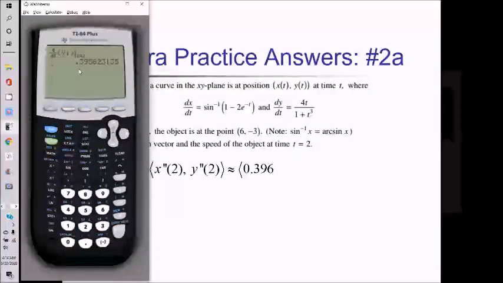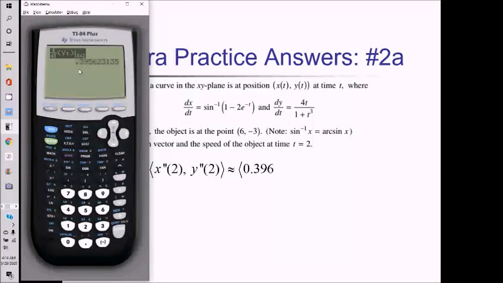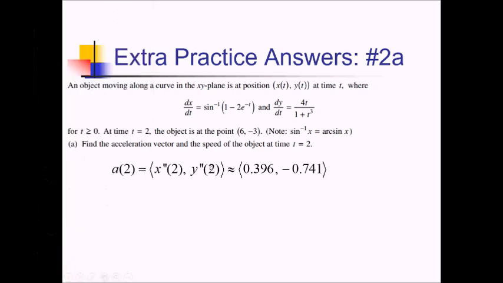Now we have to do the same thing to get y double prime. Let me go back and yank my input from before. So the only thing I really need to change from my input is I want to take the derivative of y2 because that's where I stored y prime in the y2 function. Still doing that at the input value of 2. Press enter, and that's negative 0.741. So that's our acceleration vector at time 2.